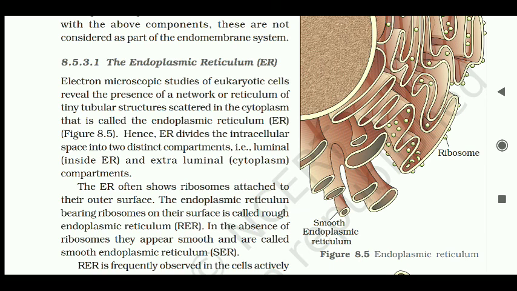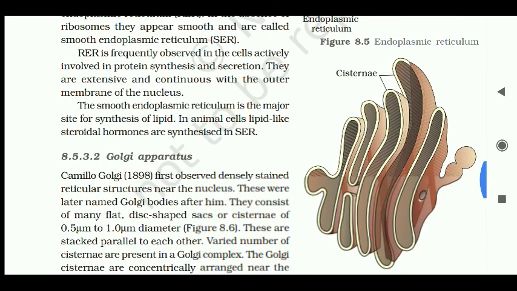The endoplasmic reticulum bearing ribosomes on its surface is called rough endoplasmic reticulum, RER. In the absence of ribosomes, they appear smooth and are called smooth endoplasmic reticulum, SER. RER is frequently observed in the cells actively involved in protein synthesis and secretion. They are extensive and continuous with the outer membrane of the nucleus. The smooth endoplasmic reticulum is a major site for synthesis of lipid. In animal cells, lipid-like steroidal hormones are synthesized in SER.